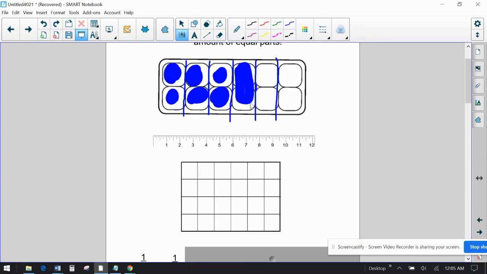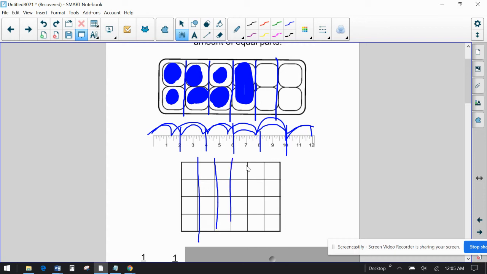For my ruler, if I wanted to show 6ths, I got to cut it back into thirds, just like we talked about, and then cut my third in half, this third in half, and this third in half. So 1/6, 2/6, 3/6, 4/6. Did I do that right? 1, 2, 3, 4, 5/6, 6/6. Okay.